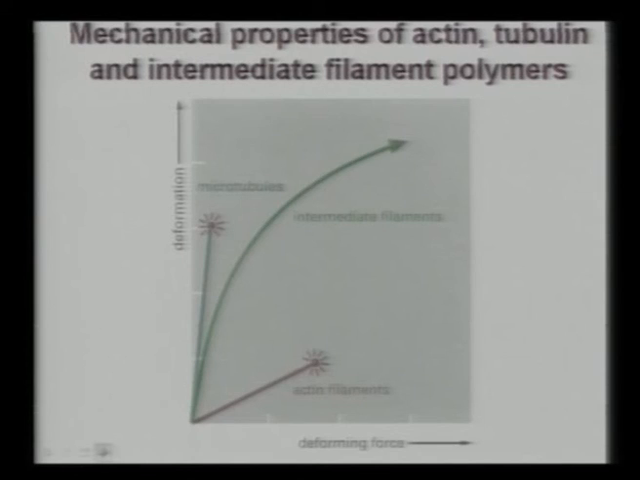And what are the typical mechanical properties of the actin filament? Here it is the deforming force and here is the deformation. What you see is that the actin filament has a linear type of behavior, like a brittle behavior. Microtubules also have a linear type of behavior, and go to fracture. And intermediate filaments have an initially linear and then non-linear behavior.